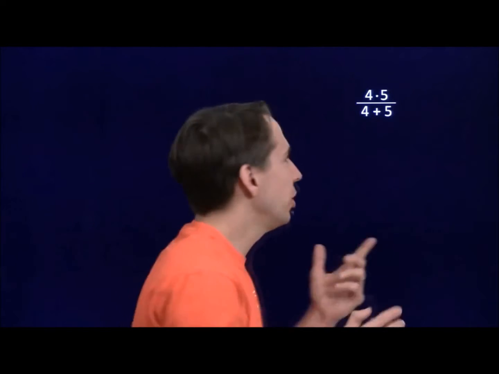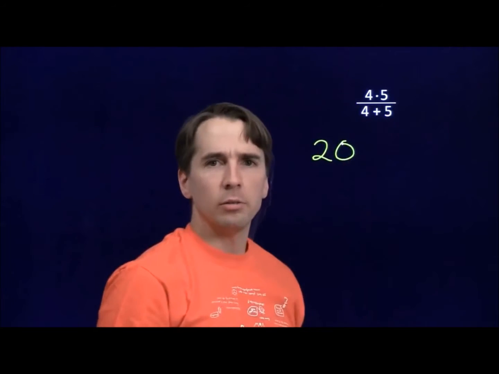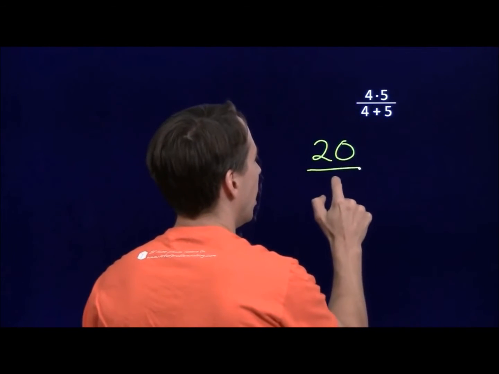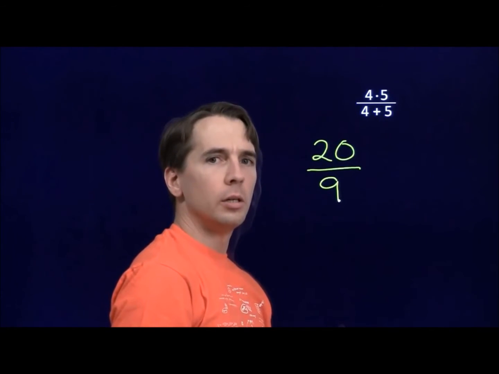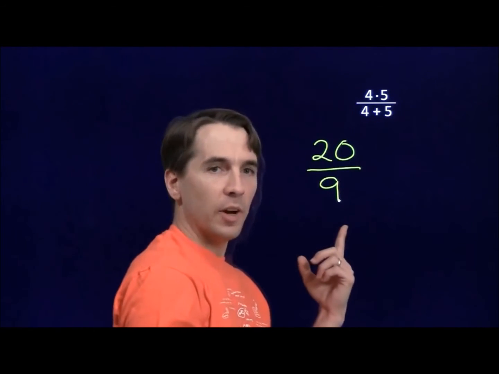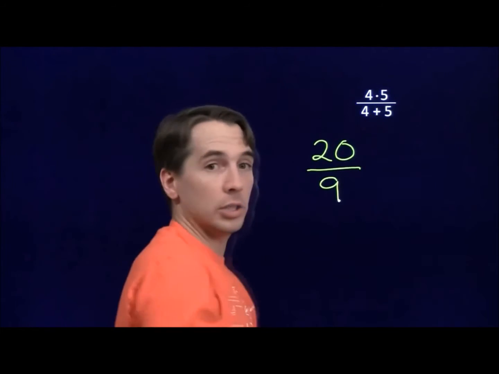Let's go ahead and compute and see if it's at all possible to simplify this fraction. The numerator comes out to 20, and 4 plus 5 in the denominator is 9. There are no common factors besides 1 here. We can't simplify this fraction, so we can't cancel anything out of this fraction. There's no canceling to be done here.